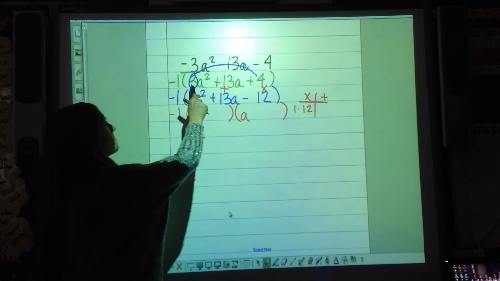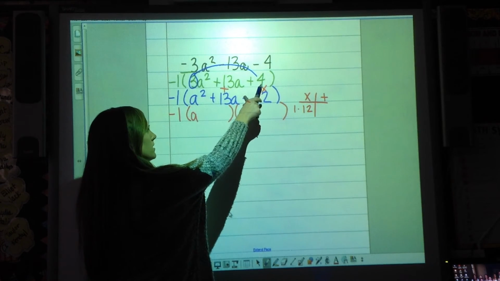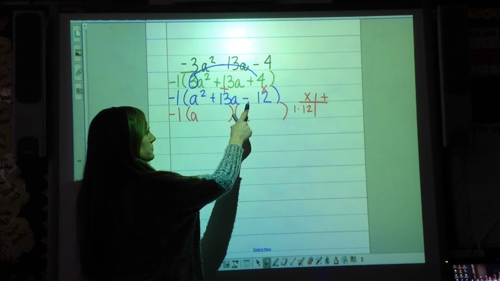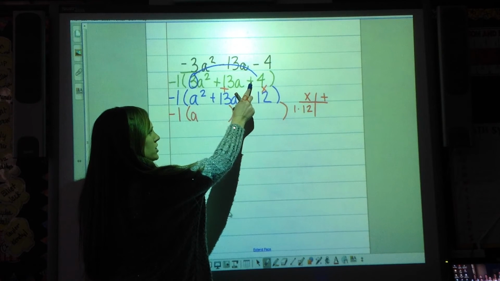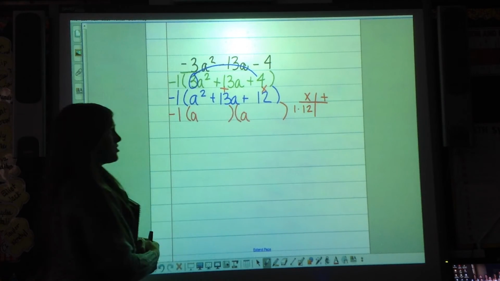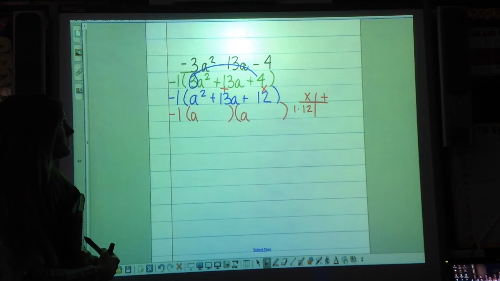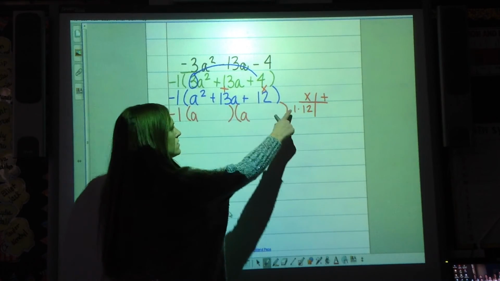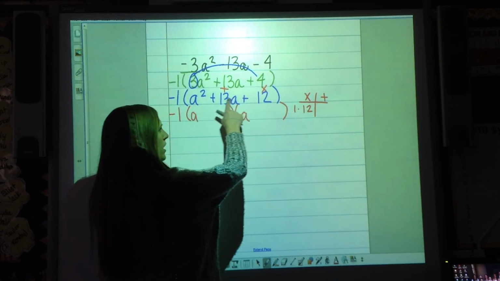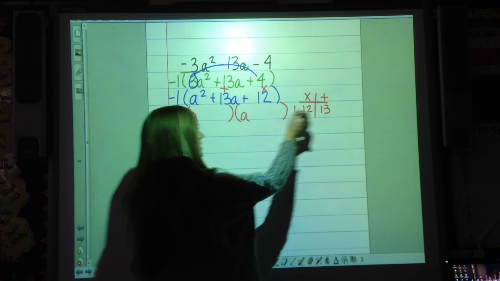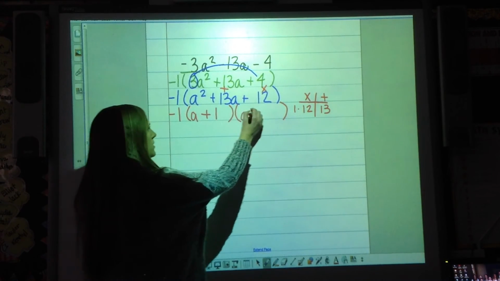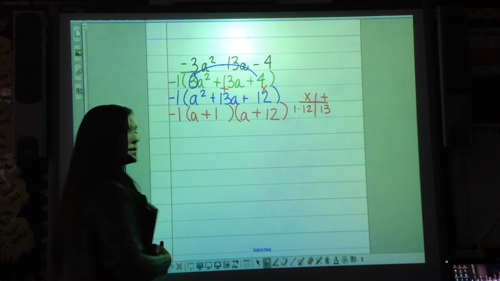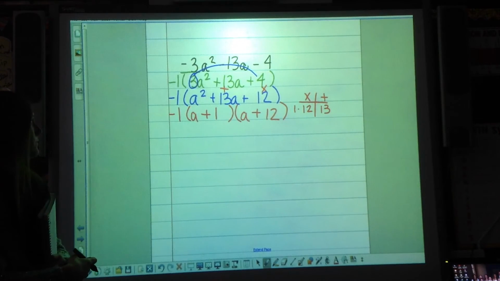So not only did I forget to multiply this, take a look from this step to this step. I changed this from a positive to a negative, and it shouldn't be. Okay, so when I multiply, I need to make a positive 12, and when I add those two terms, I need to make a positive 13. So 1 times 12 makes a positive 12, and when I add them together, I get 13. Whew. Notice I didn't give up, I just kept on going.